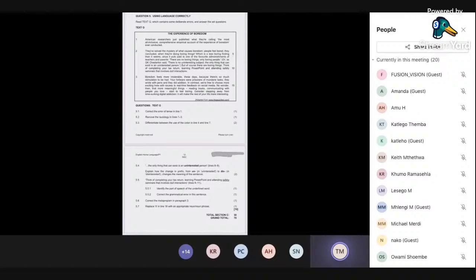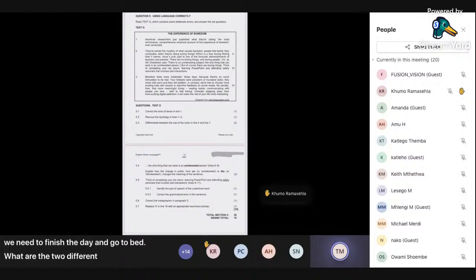What are the differences here? Guys, I think I was very clear in my explanation as I was going through the text. Now you are dragging. And remember, we need to rest. Some of us, we need to finish the day and go to bed. What are the two different ways? Okay, Kumo.